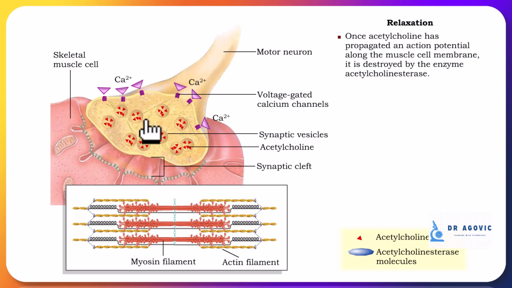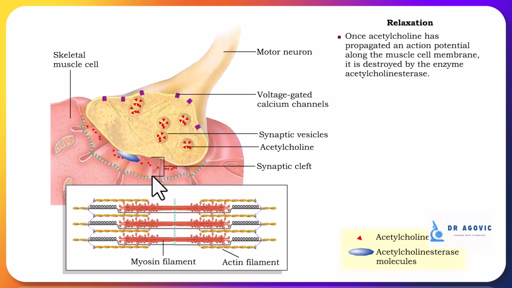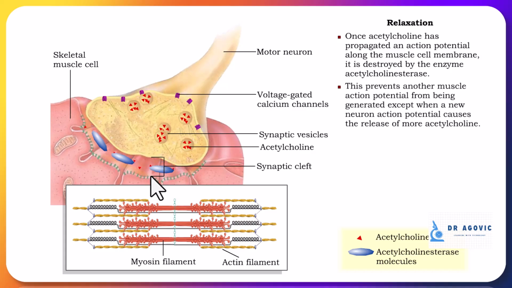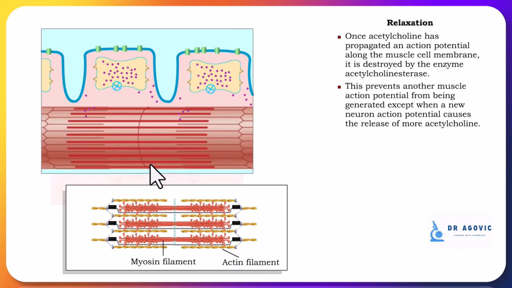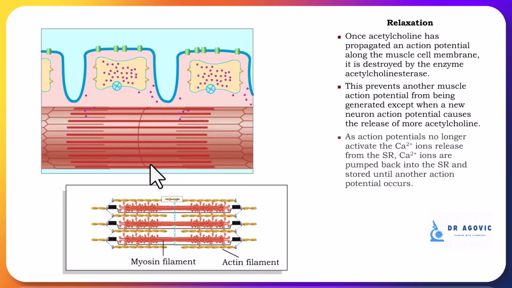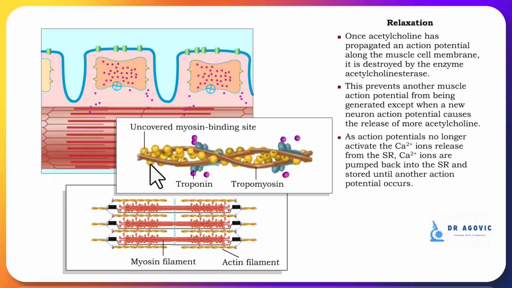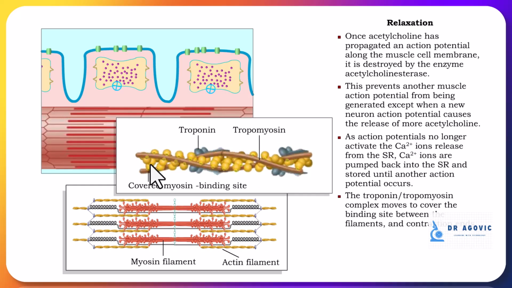Almost as soon as acetylcholine has had its effect on the membrane of the muscle cell, it is destroyed by the enzyme acetylcholinesterase. In this way, a single muscle action potential is produced for every neuron action potential. When muscle action potentials are no longer generated, the release of calcium stops. The calcium ions are actively pumped back into the sarcoplasmic reticulum, and the tropomyosin complex moves to cover the binding sites between the filaments, and contraction ends.